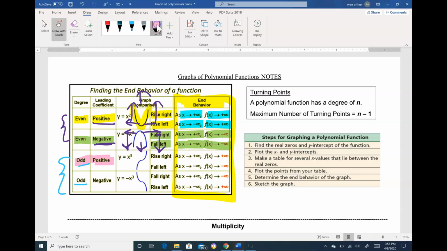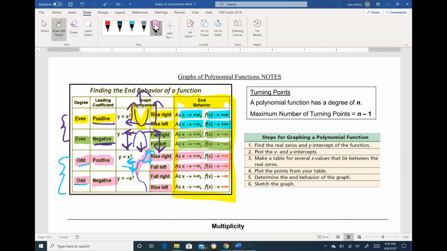So anyways, if you look, it says the right-hand side rises, the left-hand side falls. So that means my x's on the right-hand side are going to positive infinity, and my y's are going to positive infinity. Well, if you look, as my x's on the right-hand side, which are positive, my y's are still positive. It's going up. Okay? Now the next one, the left-hand side, x's go to negative infinity. My y's also go to negative infinity. Well, if you look, x's are negative over here, my y's are also negative over here. Okay? Odd negative means we're going to fall on the right and rise on the left. Okay?